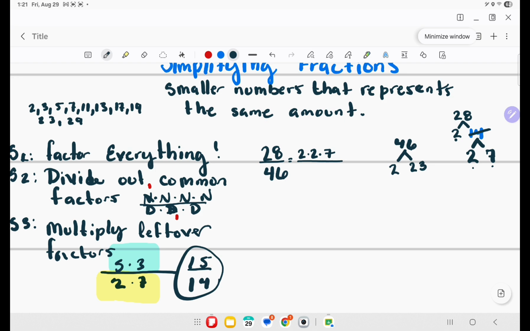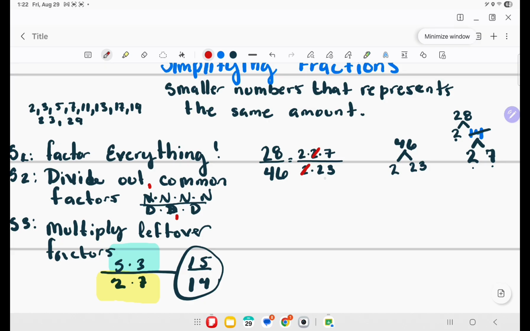So for 46, we put just 2 and 23. We factored everything. That's what step 1 looks like. Step 2 says divide out any factors you have in common at the top and the bottom. What factors do you recognize in common? I see a 2 here. You can only cross out one of the 2s down here. What else?